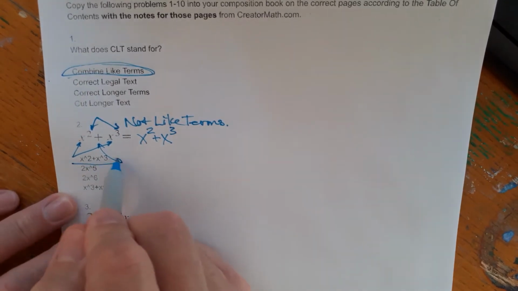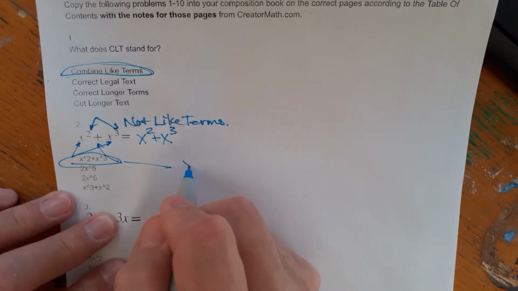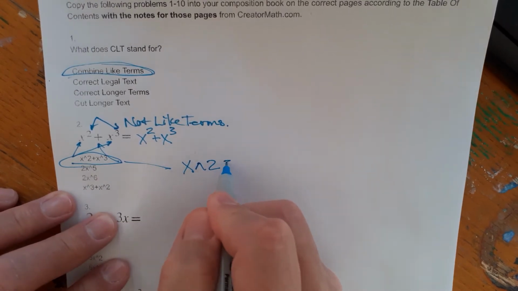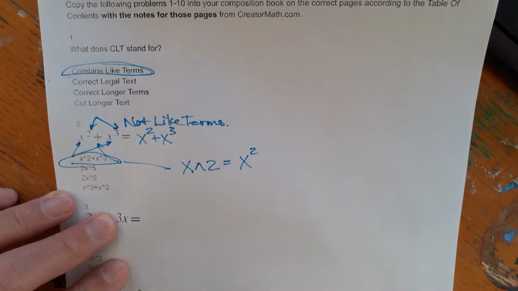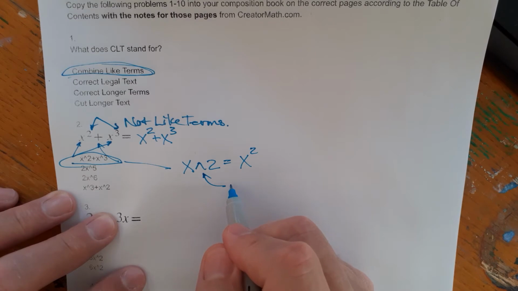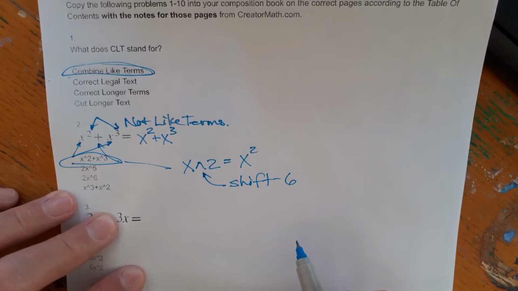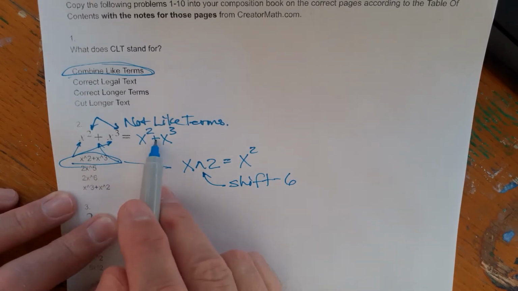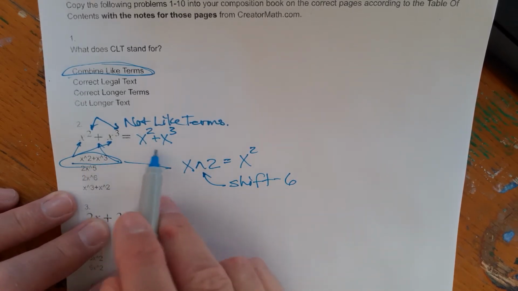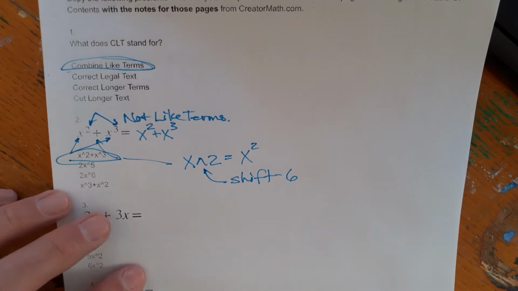And so for this first answer, remember that for the computer they're going to use a caret symbol. X caret 2 means x squared. And just for your information, Shift 6 is the caret key on your keyboard. So these are not like terms. They cannot be combined. They just sit here together. That is the lowest form they can get to. There is no simplification beyond that.